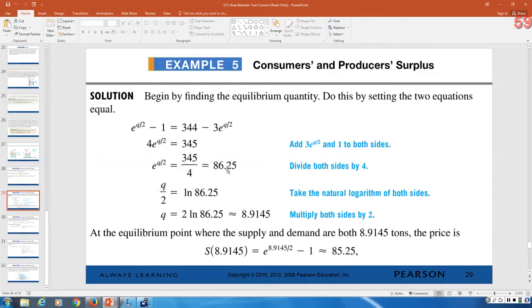And this is the only place where it's actually easier to take the natural log. If you've got e raised to a power, what you do is you take the natural logarithm of both sides to solve the equation algebraically. Now, if you want to do it graphically, you can.